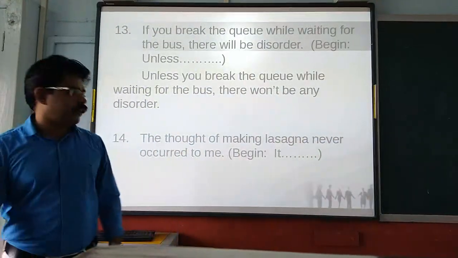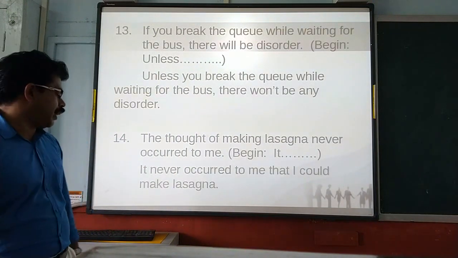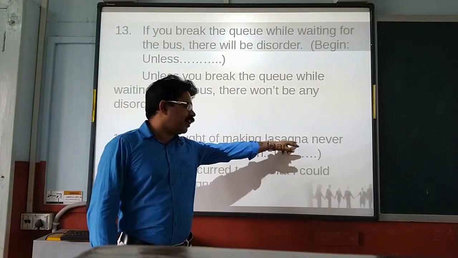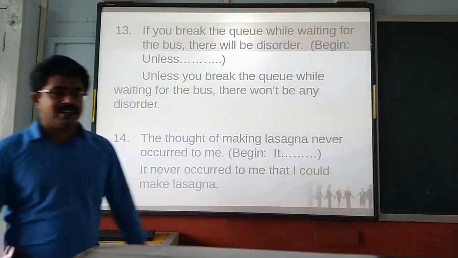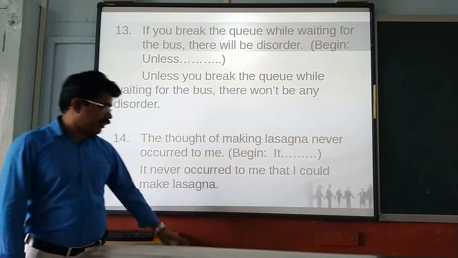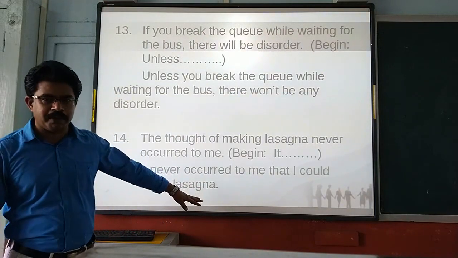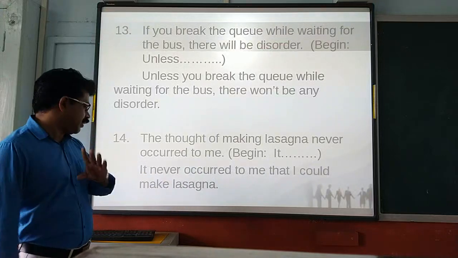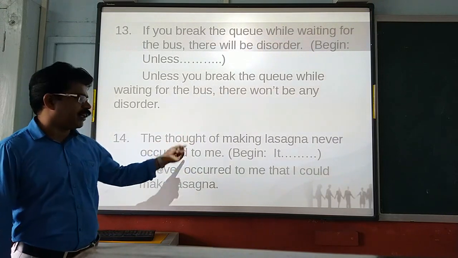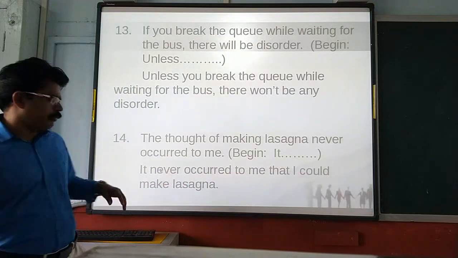So it has to start with "it". It never occurred to me that I could make lasagna. Of course it is written lasagna, whatever it is, you will read it as lasagna. So it never occurred to me that I could make lasagna. Lockdown special, quite many might be making new things, so one of them it could be. But see the structure of the sentence. The thought of making lasagna never occurred to me, never came to my mind. So it never occurred to me that I could make.